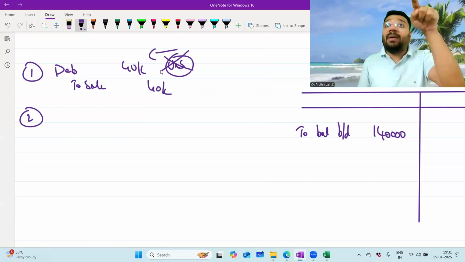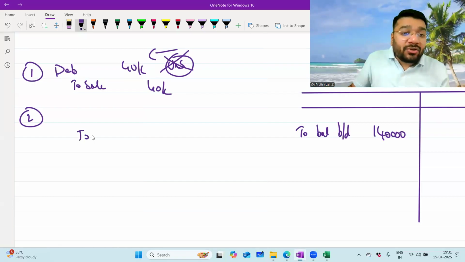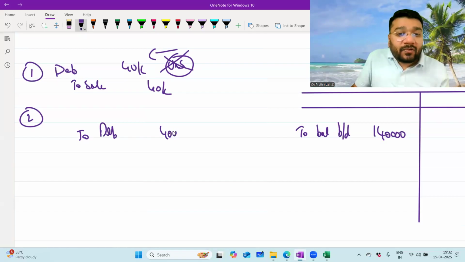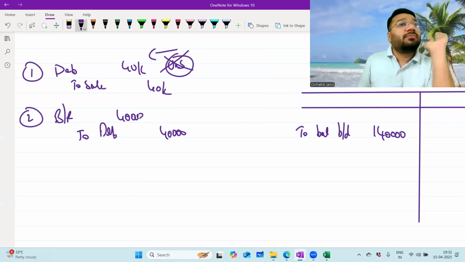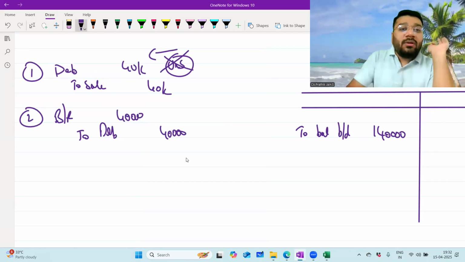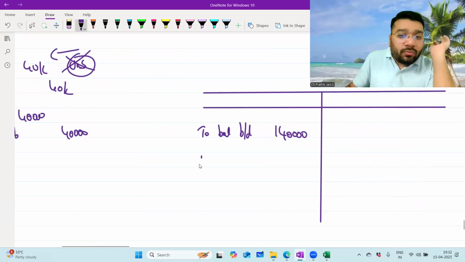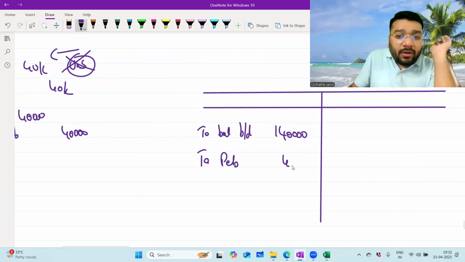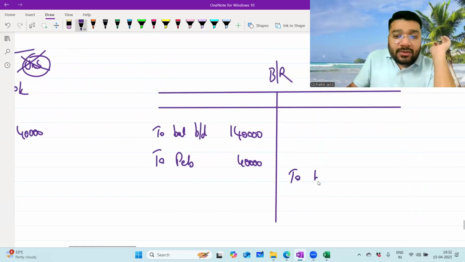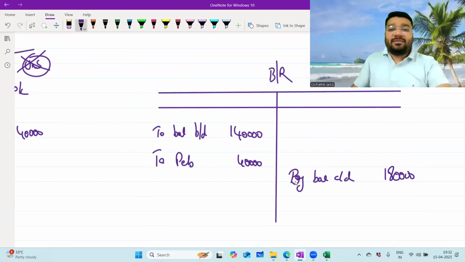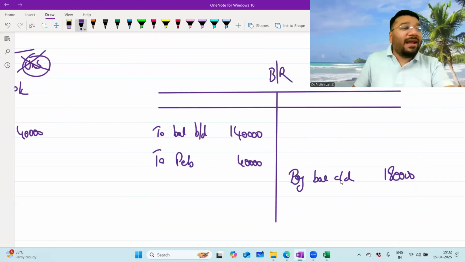Debtor unsecured is in debit. To cancel I have to give a credit. So to debtor, how much? 40,000. And bills receivable, 40,000. Any problem in this? No, sir. Clear? Now, in the bills receivable account, to debtor 40,000 rupees is added. Now please tell me what is my closing balance? To balance carried down is 180. Now by balance carried down 1,80,000 rupees.